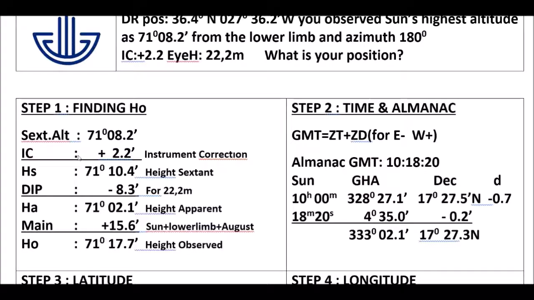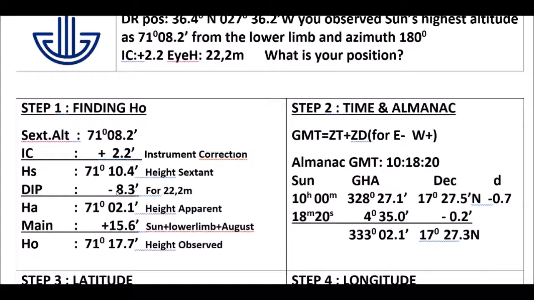So we apply corrections to this value and we will finally obtain H observed height. 71 degrees 08.2 minutes given here, and instrument correction plus 2.2 because it is given plus. So we will obtain height sextant 71 degrees 10.4 minutes. We will apply to this the dip correction. Dip correction will always be minus.